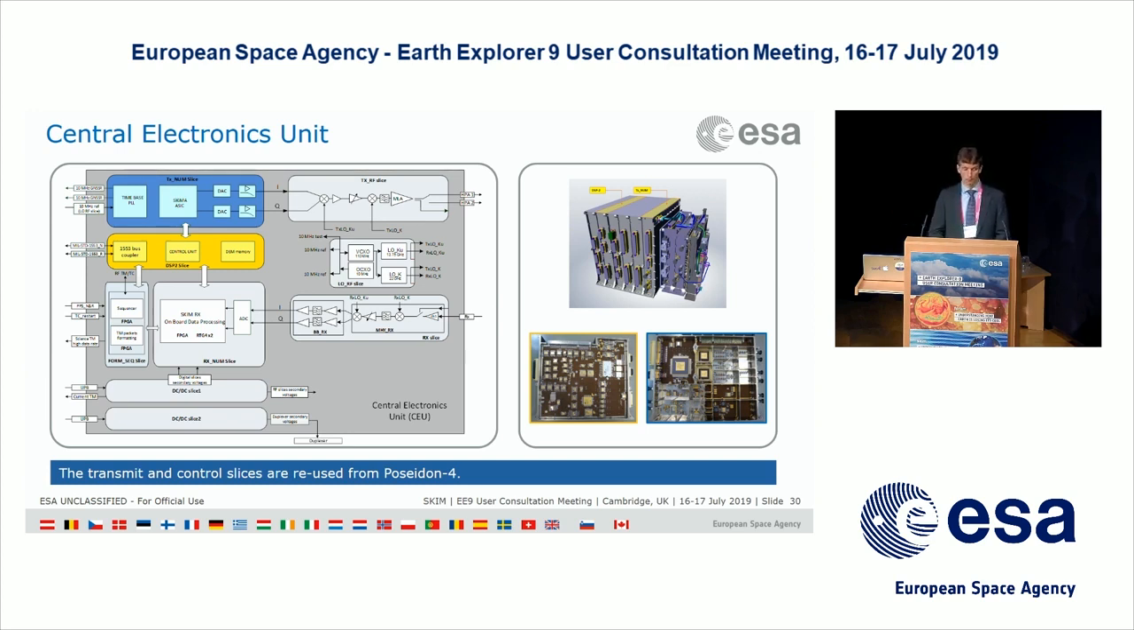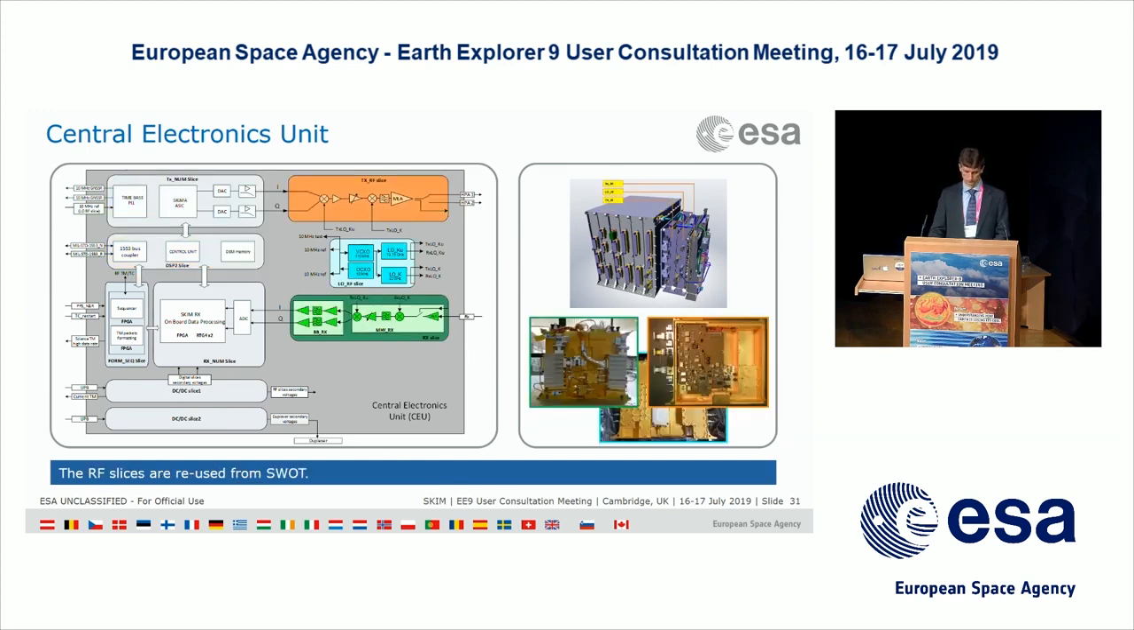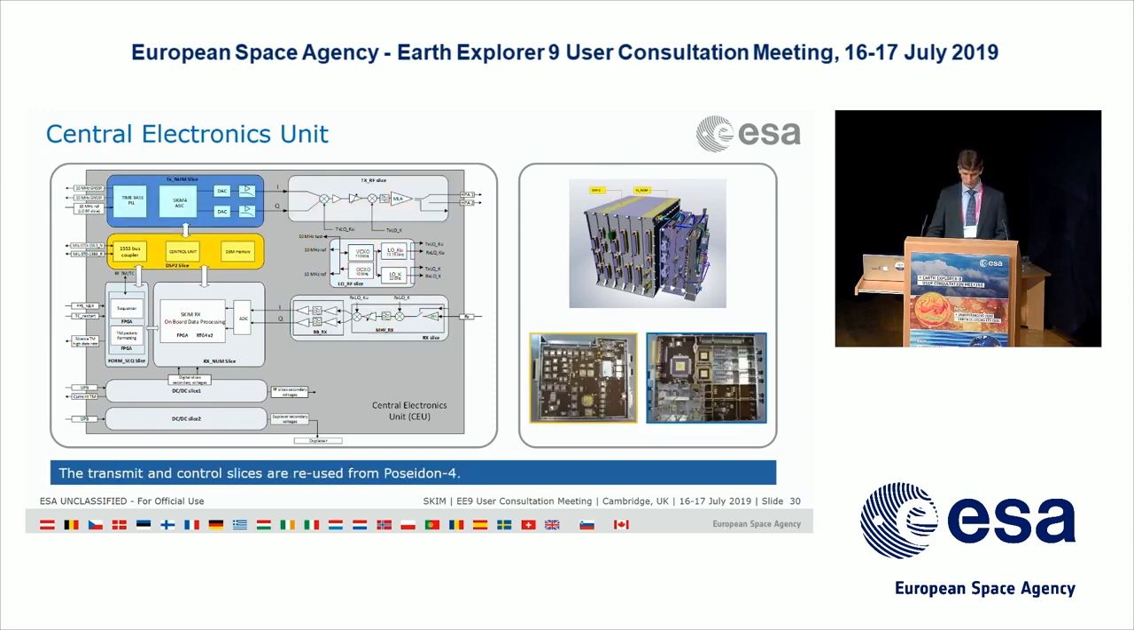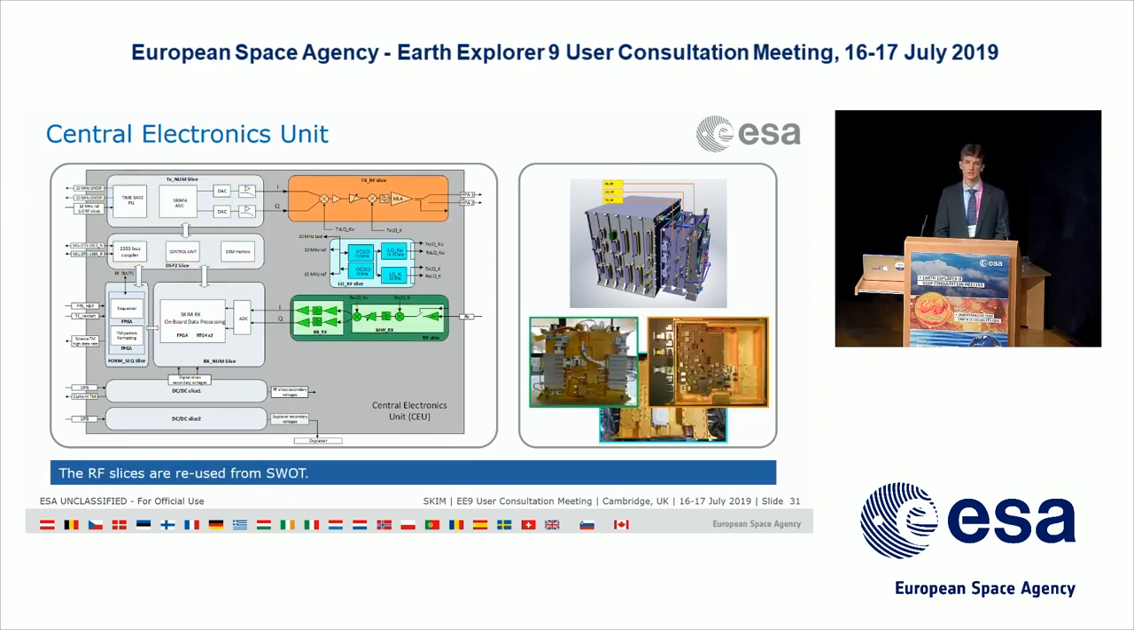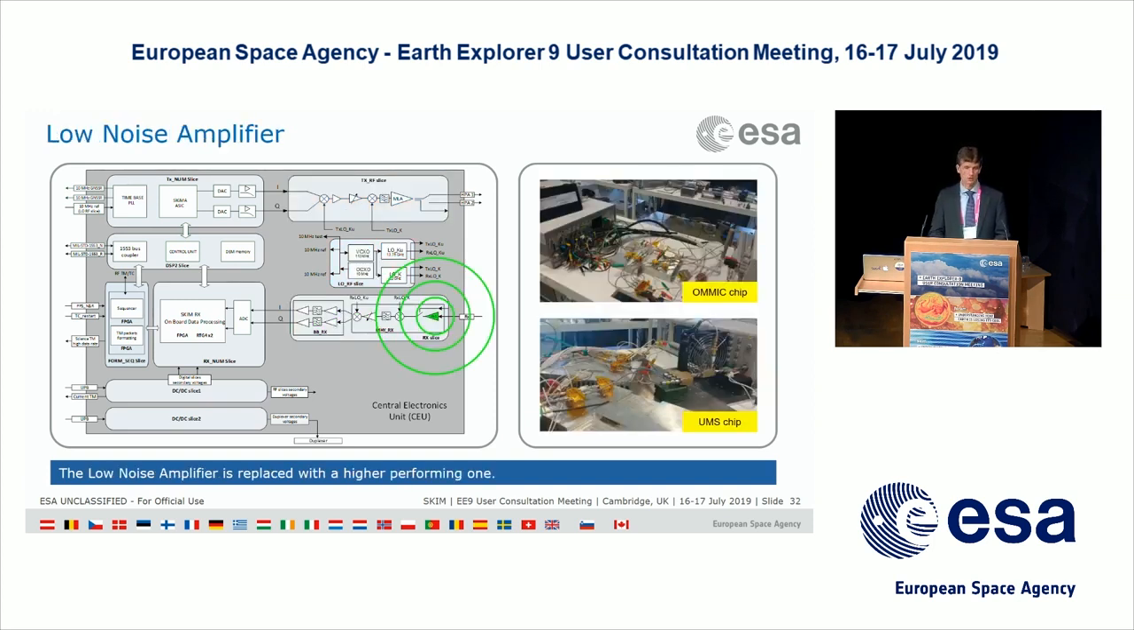Then we have the RF slices. These are shown also on the right. In the picture, sorry, in case you missed it, let me just show also for this one. The pictures of these slices are shown on the right. And then also here, these slices exist, and they've been implemented for the SWAT program. And we are reusing them almost without modification, with one exception, which is the low noise amplifier on the receive side. This low noise amplifier is being replaced for one that offers us a better noise figure.